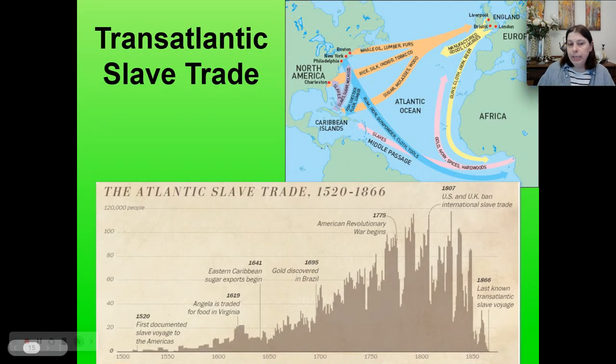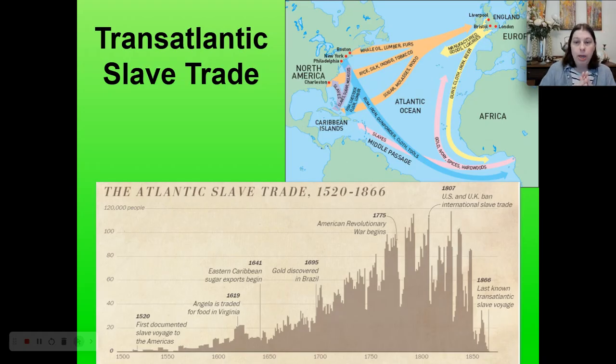So the transatlantic slave trade is about as old as exploration. Columbus sailed the ocean blue in 1492. The transatlantic slave trade also starts in the 1490s as the Portuguese established trading ports that eventually became slave trading ports in West Africa. Originally, the slave trade was dominated by the Portuguese and Spanish. It's at its height in the 18th century.